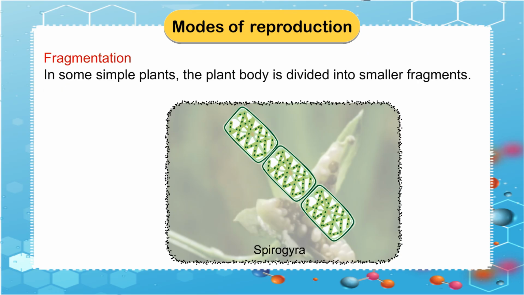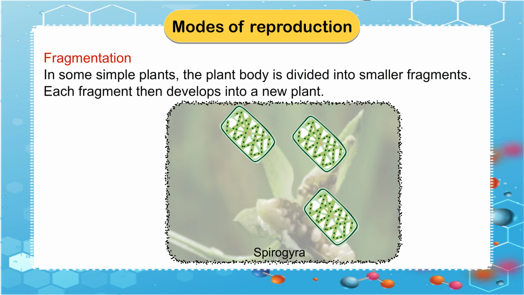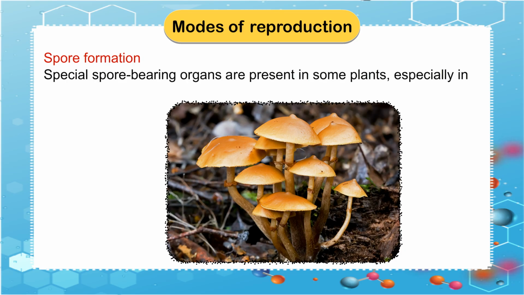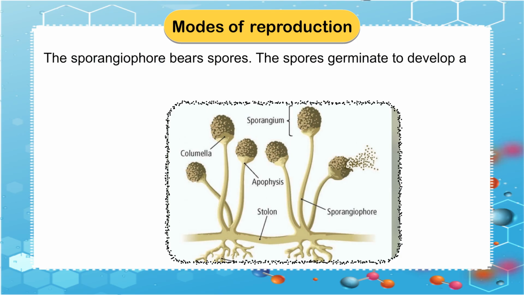Fragmentation. In some simple plants, the plant body is divided into smaller fragments. Each fragment then develops into a new plant. Example: Spirogyra. Spore formation. Special spore-bearing organs are present in some plants, especially in fungi and algae. These are known as sporangiophores. The sporangiophore bears spores. The spores germinate to develop a new plant.